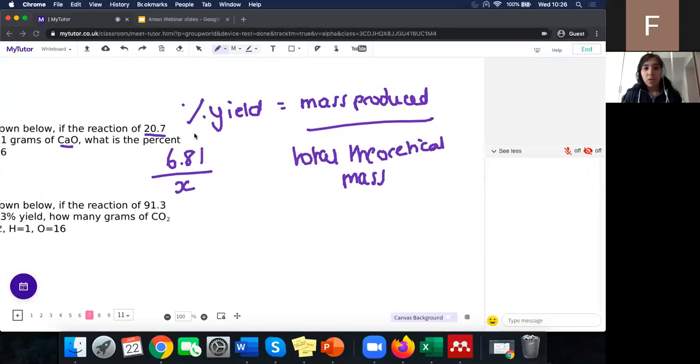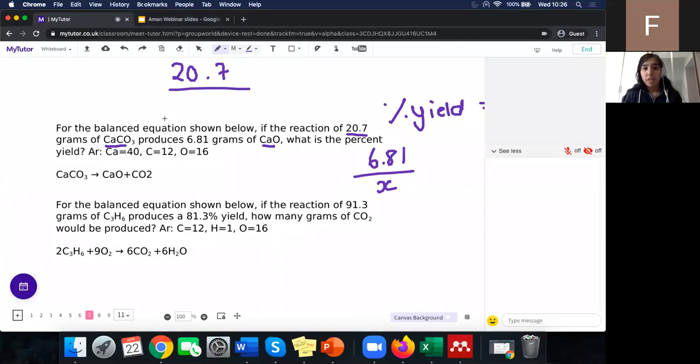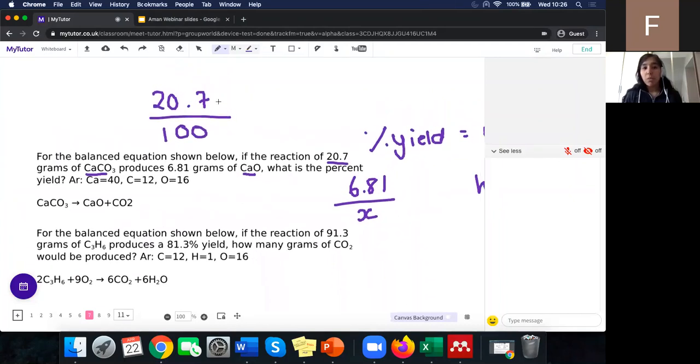Great. Okay, so the moles of calcium carbonate is 20.7 divided by the MR. So the MR of calcium carbonate will be 40 plus 12, which is 52, plus 3 times 16, which is 100. So well done for everyone that's telling me 100. That is the MR of calcium carbonate. So 20.7 divided by 100. So what's the number of moles then of calcium carbonate? So we don't need a calculator to do that. 0.207. Yeah, excellent.